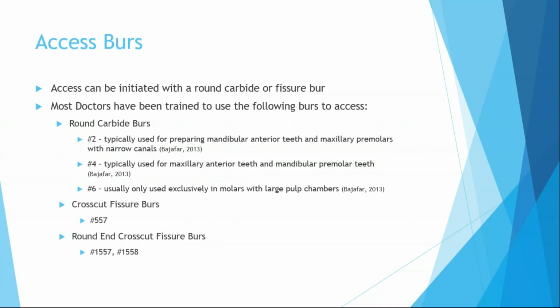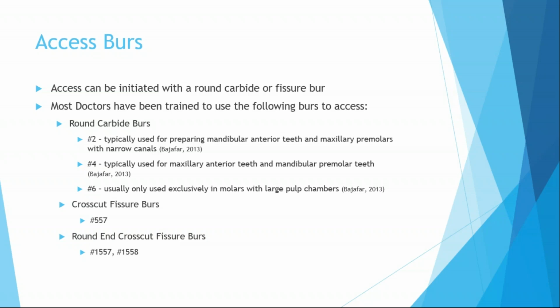So for the access burrs, Jeff and I are going to get into the Alpen line and all the different Alpen products that we can suggest when talking about endo access. Like I said before, it's usually initiated with a round carbide or fissure burr. Doctors are usually trained to use 2s, 4s, and 6s. Of course, the higher the number, usually the wider the pulp chambers.